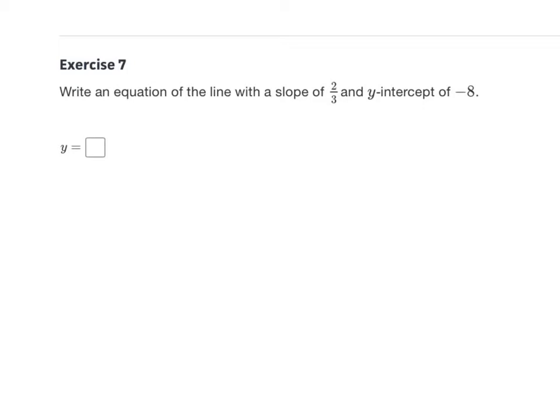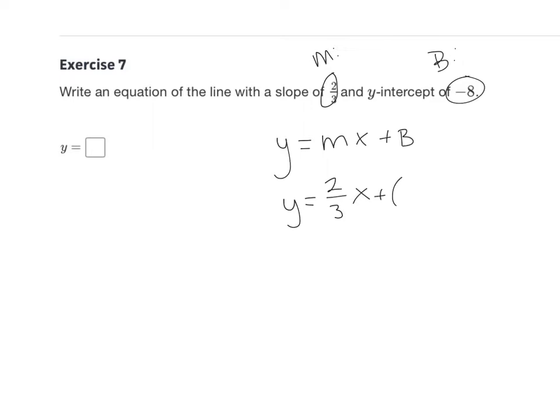The first thing is that we have our m here. We've got 2/3 as our m, and our b is -8. And our equation, so that you don't forget, is y equals mx plus b. So we would have y equals 2/3 x plus a -8. But adding -8 is the same thing as subtracting 8, so we clear this up as y equals 2/3 x minus 8.